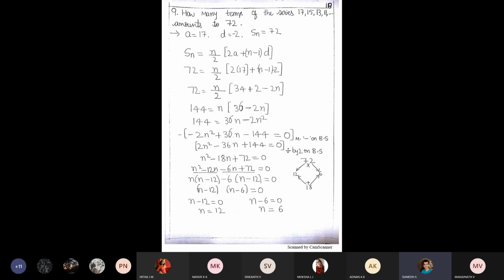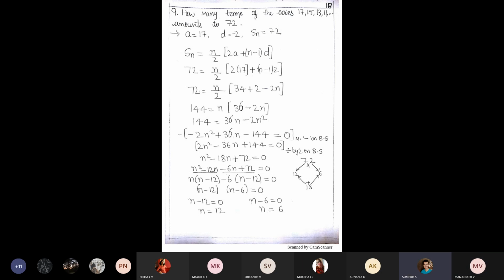So we split the whole equation: n square minus 12n minus 6n plus 72. Instead of 18n, we are going with minus 12n and minus 6n. Beautiful, very good. This is because we want to take a common term so that we can proceed with the calculation.